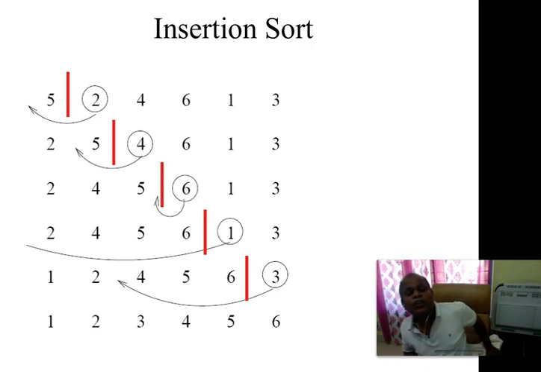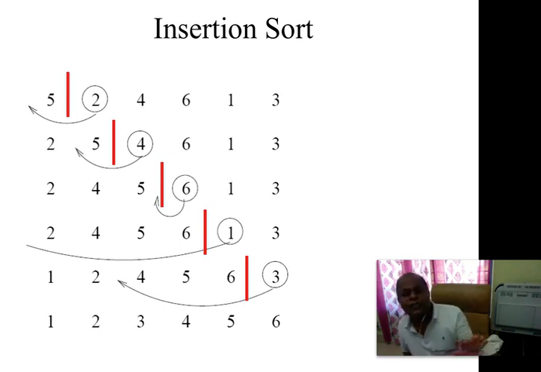Now you will consider the element 1. You compare 1 and 6. 1 is less than 6, hence you shift 6. Then you compare with 5. 1 is less than 5, you shift 5. Then you compare with 4. 1 is less than 4, then you shift 4. You compare 2. 1 is less than 2, you shift 2 and you insert 1.